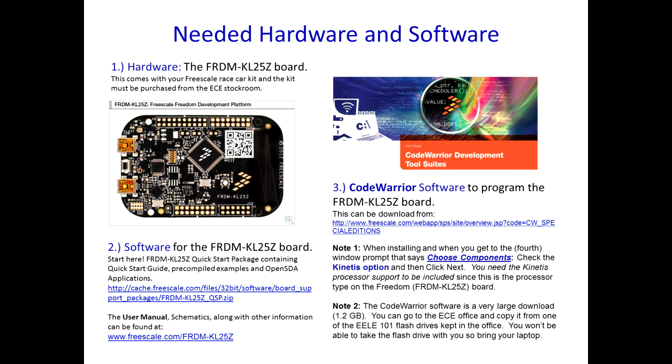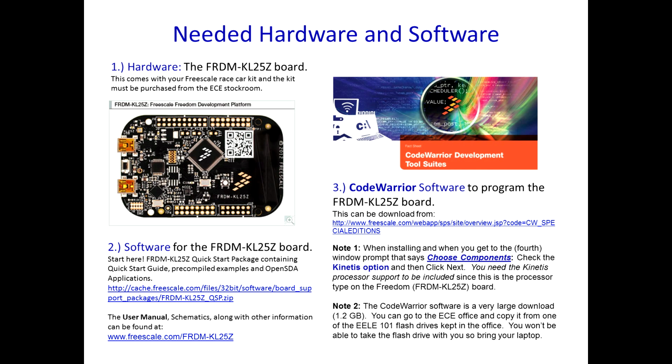Now, there's two pieces of software for this board. The first one is a bunch of example programs already written that you can just drop into your board and run. You'll need to go get that from the website and get that directory. The next one is actually CodeWarrior itself. Here we're providing the link on this page.